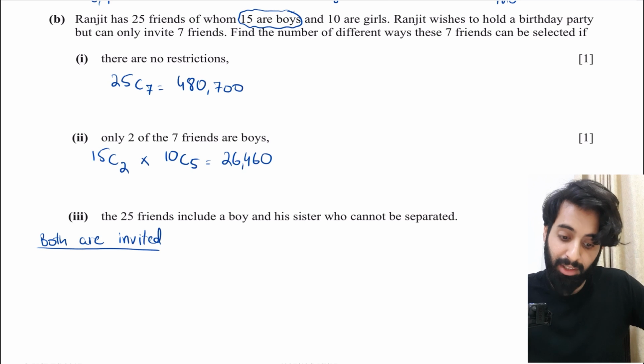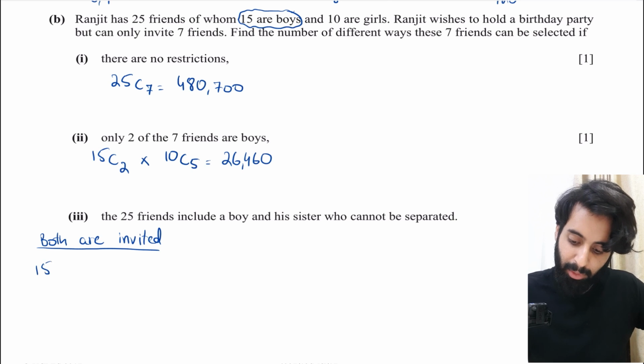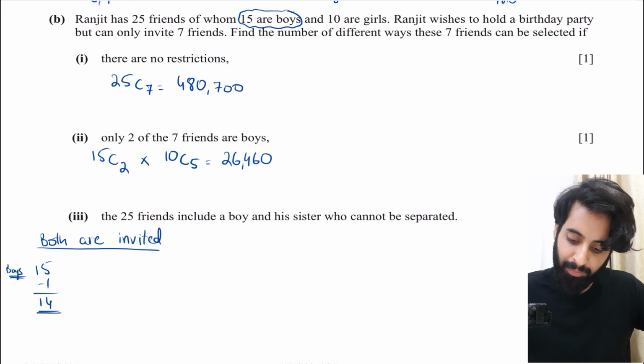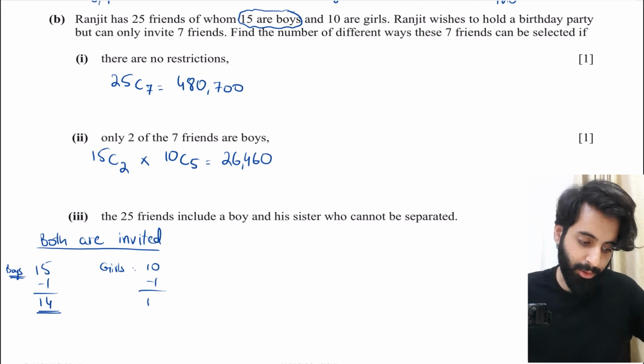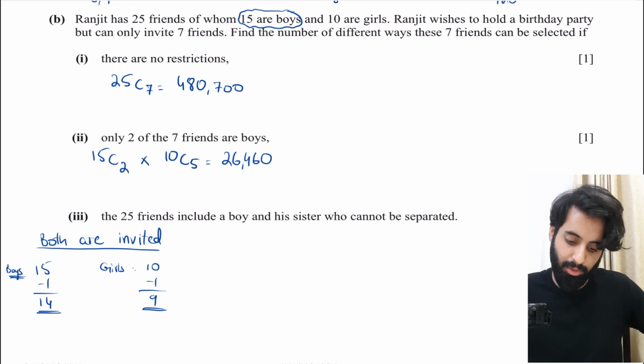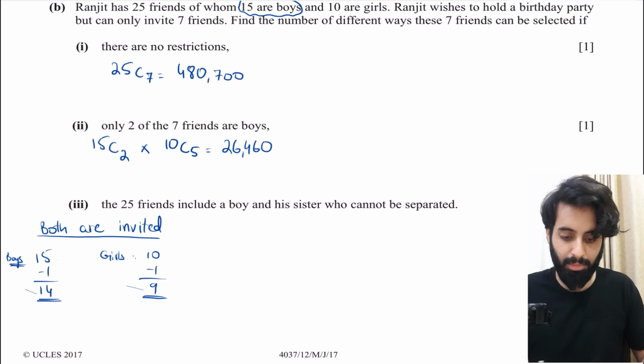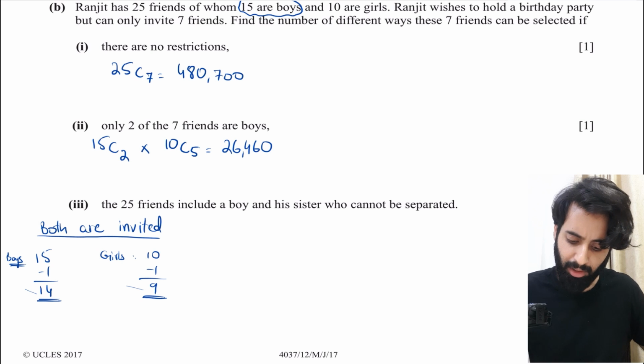And that means he's not selecting from 15 boys, because 1 is coming for sure, so there are 14 to choose from as far as the boys are concerned. And the number of girls is 10. Now 1 is going to be there for sure, so there are just 9 to choose from. In how many ways can this be done? 14 plus 9 is equal to what? 23. So now he has 23 to choose from.